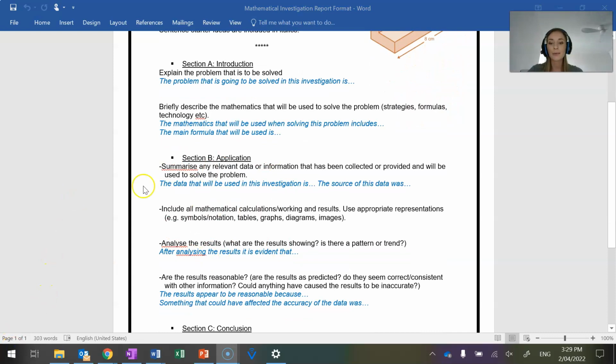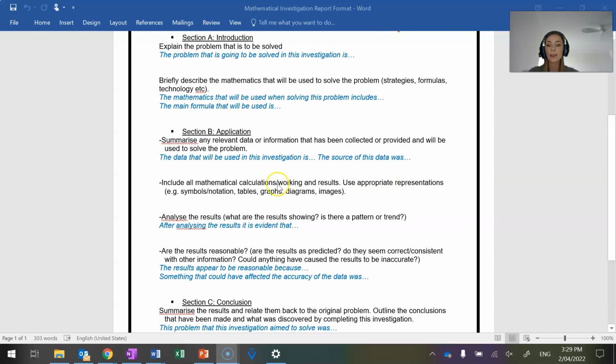When moving on to section B, your application, you need to summarize any relevant data or information that has been collected or provided, and that will be used to solve the problem. So you need to state that the data used in this investigation is, and the source of this data was. So where did you collect your data from? How did you collect your data? You don't want to repeat anything that you've said in section A, but it's important that you summarize your data and also include the source of this data, where your data came from.